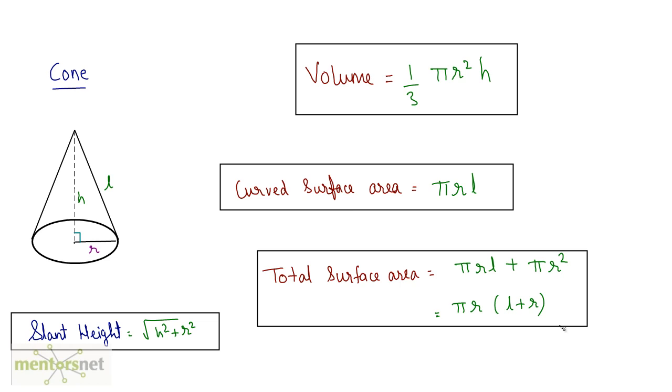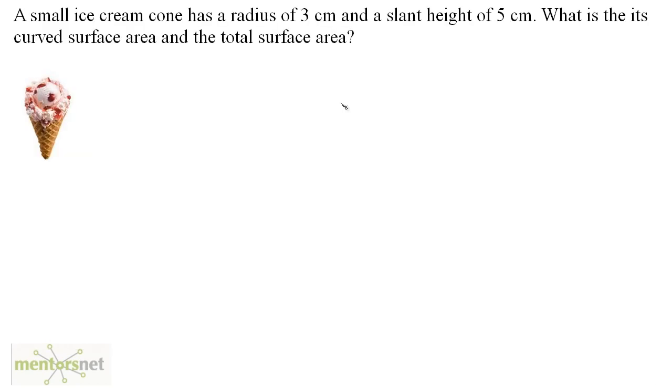Let us solve a question right now. A small ice cream cone has a radius of 3 centimeters and a slant height of 5 centimeters. What is its curved surface area and the total surface area? Well, the radius is 3 centimeters, so I can write this as 3, and we've been given the slant height. So the slant height is 5 centimeters.